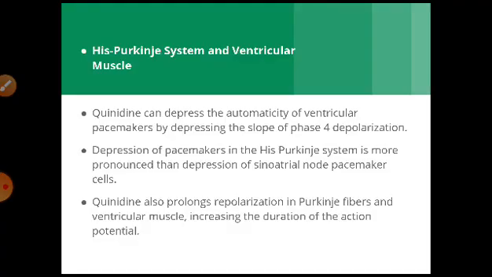His-Purkinje system and ventricular muscle. What does it do there? Quinidine can depress the automaticity of ventricular pacemakers by depressing the slope of phase 4 depolarization. I hope this point is very clear. We have already discussed it. Depression of pacemakers in the His-Purkinje system is more pronounced than depression of sinoatrial node pacemaker cells, as I discussed in the previous slide as well. So in the His-Purkinje system it is more effective compared to the SA node.